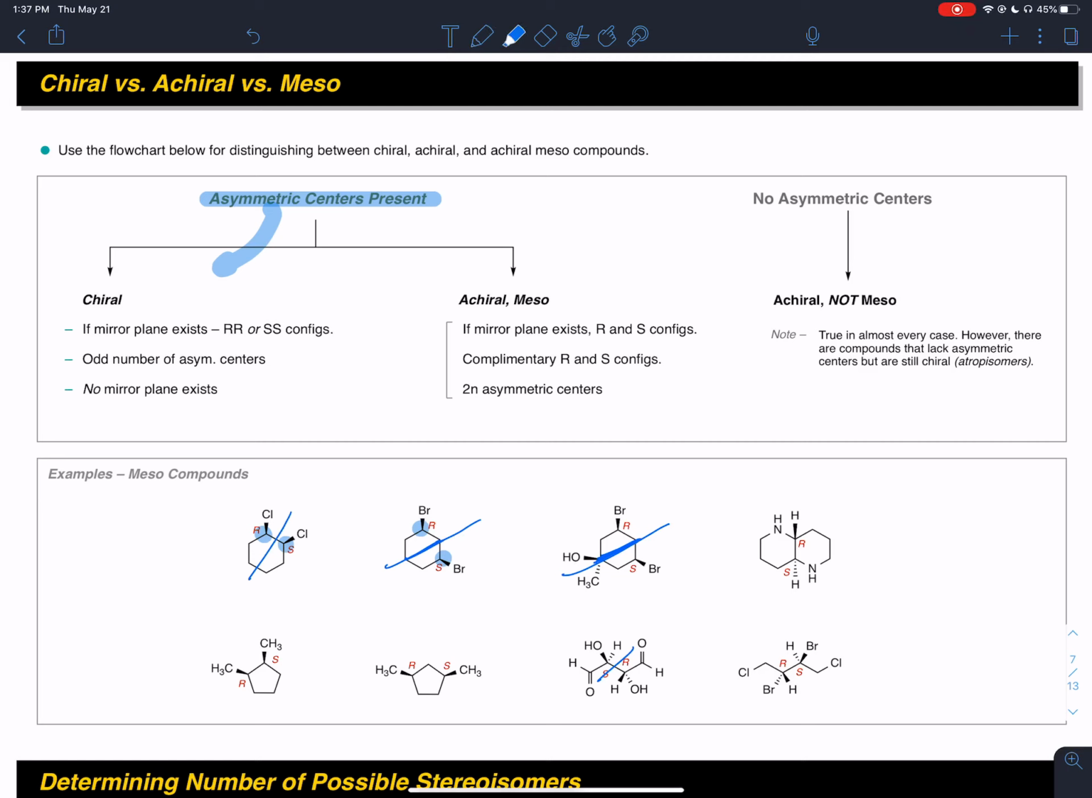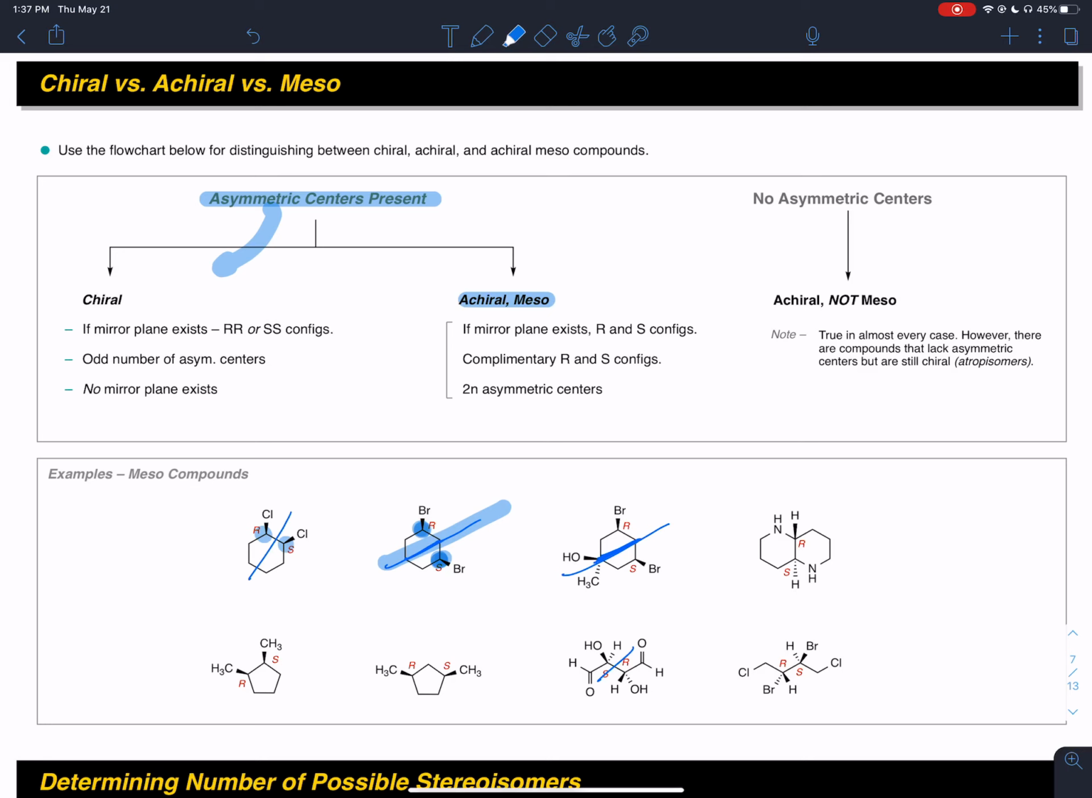If you have asymmetric centers, but opposite R and S configurations about that constitutional line of symmetry, you have a meso compound, and meso compounds are achiral. Their mirror image is superimposable. Achiral molecules have superimposable mirror images. The thing with meso compounds that's a little goofy is they have asymmetric centers, but there is achirality to the molecule. They do not rotate plane polarized light.